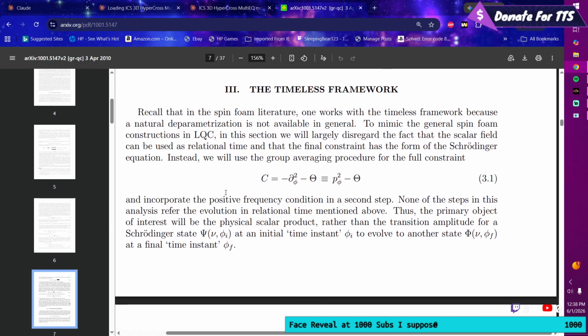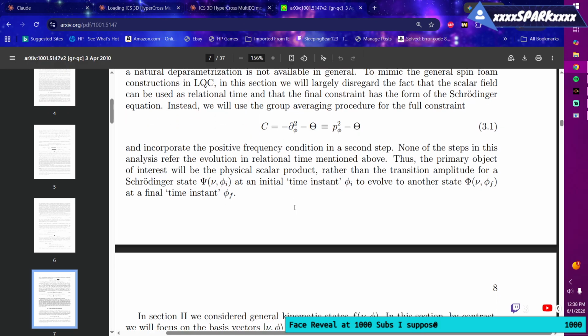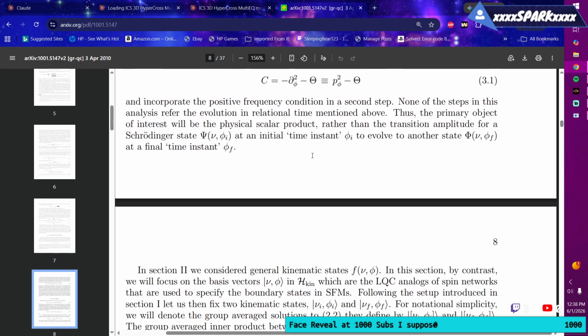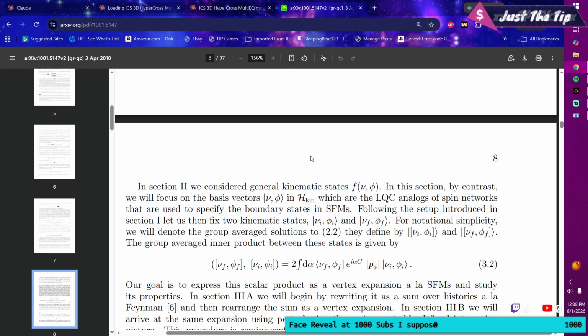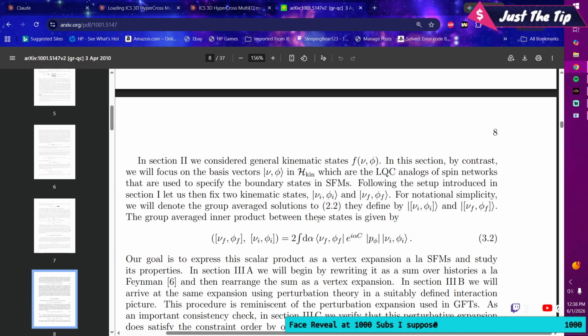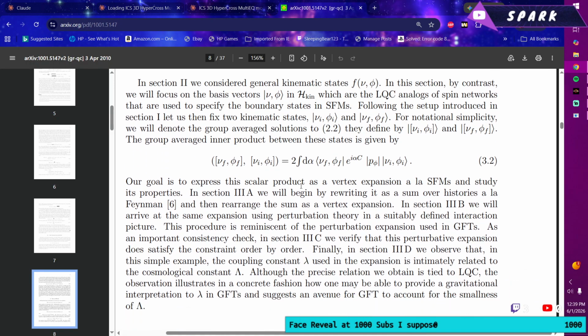Okay. Oh, change it to a positive. Okay. Time instant. Kinematic states. Some more bracket notation. And the average solutions. Okay. Vertex expansion. Alignment and then rearrange.